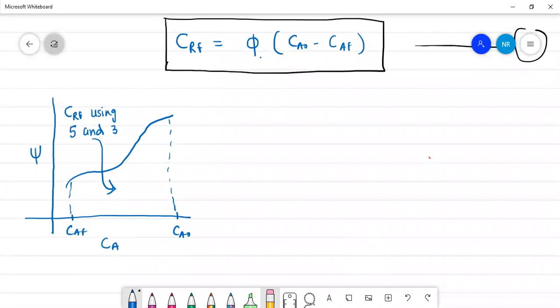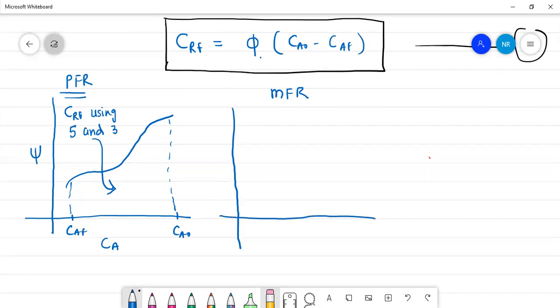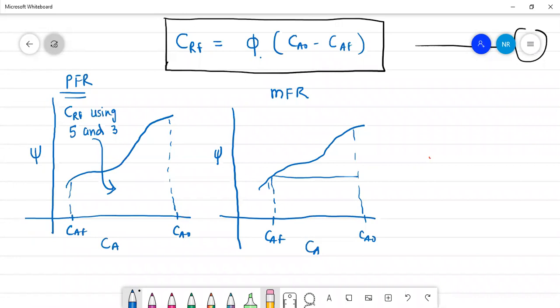For example, this is for a plug flow reactor. If we have to use a plug flow reactor, then how do we calculate CRF? If I have a mixed flow reactor, then what do we have to do? We have to draw a graph. The same type of curve will be there. Phi versus CA we have to graph. For example, this is the CAF, this is the CA0. So for example, CAF, here we have to draw a graph.